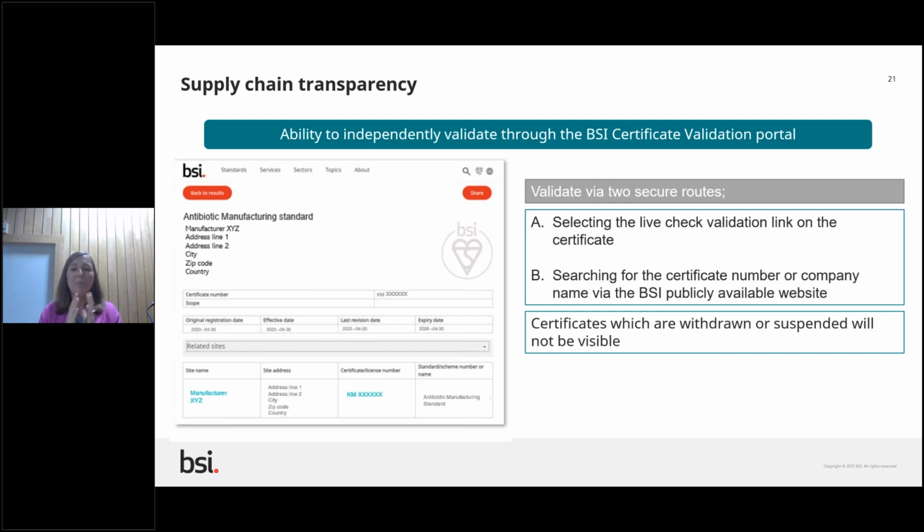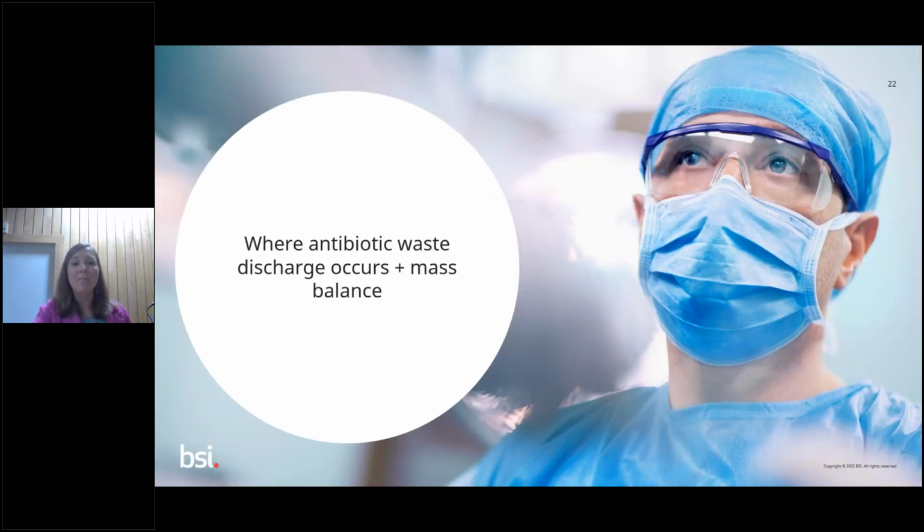So again, the supply chain transparency is open source, so you can check on your supply chain members, or your customers can check to see if you have been certified. So there's a way to promote that through using this link to the portal. So with supply chain transparency, from API to drug product, the whole supply chain of that antibiotic is indeed certified to good environmental and waste controls, ultimately mitigating antimicrobial resistance.